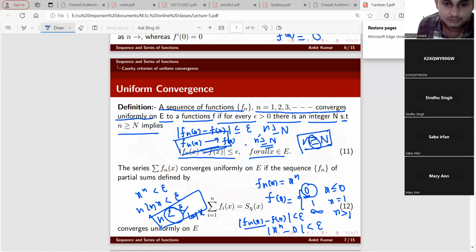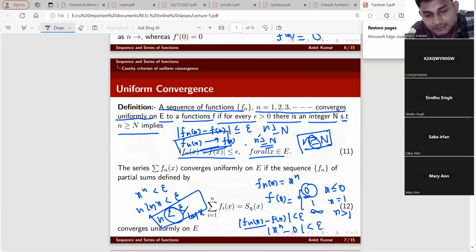of uniform convergence. So this is the condition of uniform convergence: a sequence of functions fn, n equal to 1, 2, 3, up to infinity, converges uniformly on E to a function f if for every epsilon positive there is an integer capital N such that n is greater than or equal to N implies mod of fn(x) minus f(x) is less than or equal to epsilon for all x belongs to E.